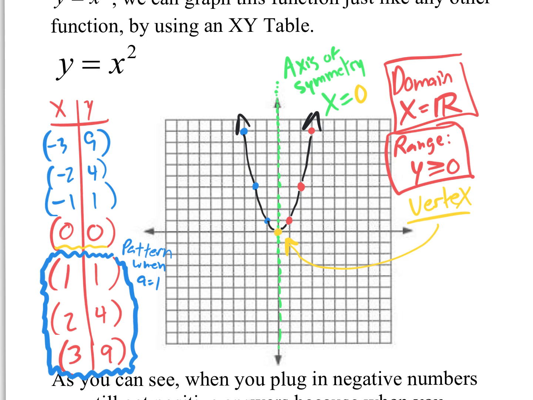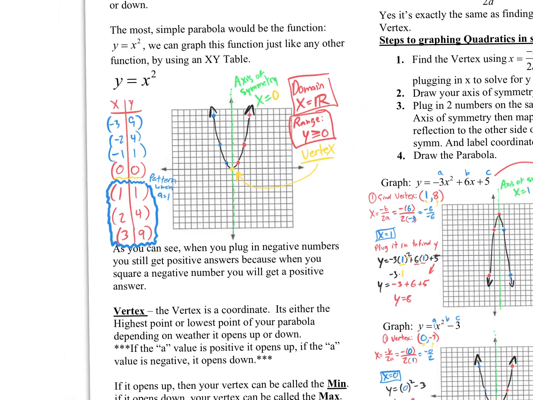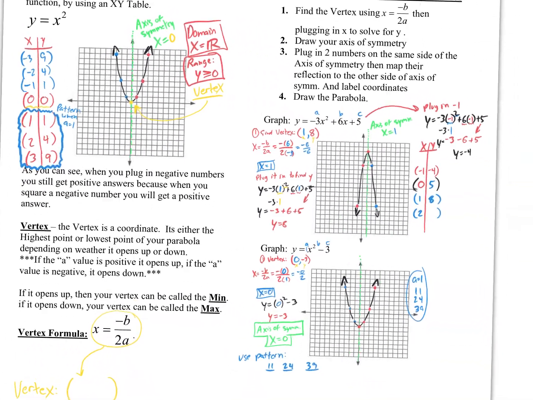The vertex is either the highest point or the lowest point of a parabola, depending on if it opens up or down. And how do you determine if it opens up or down? With the A value. If it's positive, it opens up, which means that the vertex is a minimum value. It's the lowest point. Or if it were negative, it would open down, which would mean that the vertex is a maximum point, okay? And that in turn tells you that the range is y is either above that y value of the vertex or below the y value of the vertex. Anyway, it's a lot of stuff we covered yesterday, and I'm just reviewing it right now.